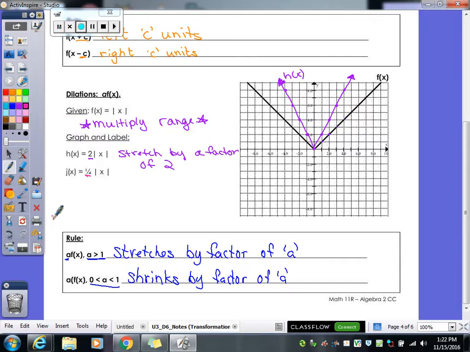So if we have a 1/4, this is going to be a shrink by a factor of 1/4. So again, we're only multiplying the range times 1/4. So again, 0, 0 is not going to change. That's going to say 0, 0. If I'm at 1, 1 originally, that means it's going to become 1, 1/4 when I multiply, because I do 1 times 1/4, I get 1/4.